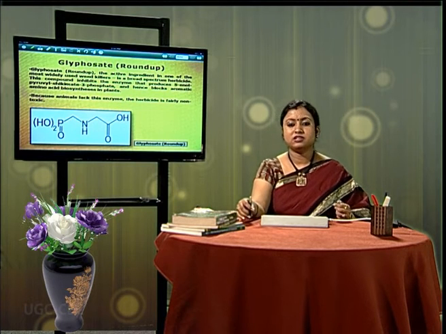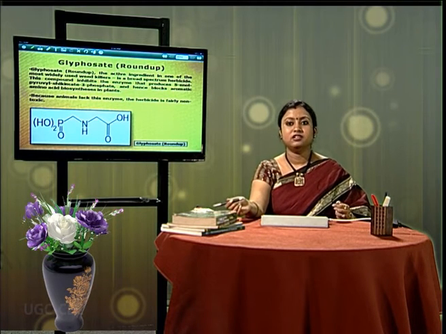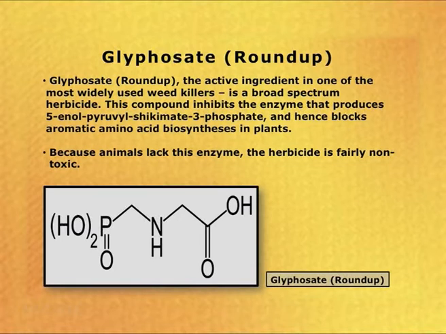One important piece of information is that glyphosate, the commercial name of which is Roundup, is the most active ingredient in the majority of weed killers, and it is a broad spectrum herbicide. Now this herbicide inhibits the enzyme that generates the compound 5-enolpyruvylshikimate 3-phosphate and hence blocks aromatic amino acid biosynthesis. In this particular slide, we can see the structure of glyphosate. Now because animals lack this enzyme, this herbicide is non-toxic to animals.